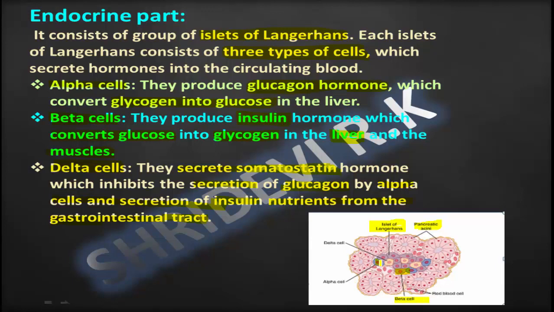And these blue color marked cells are alpha cells. They secrete glucagon, and glucagon converts glycogen into glucose. And these light pink shaded cells are delta cells. They secrete somatostatin, which has an inhibitory effect on the secretion of glucagon and insulin, and on nutrients from the gastrointestinal tract. So this is about the endocrine part of the pancreas.